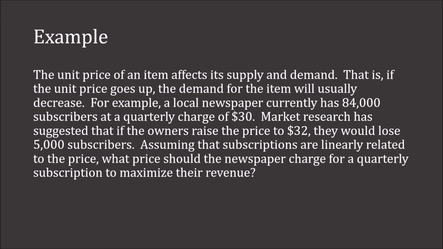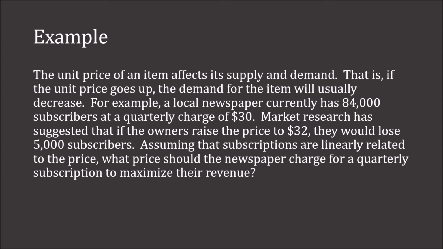So the unit price of an item affects its supply and demand. That is, if the unit price goes up, the demand for the item will usually decrease. As an example, a local newspaper currently has 84,000 subscribers at a quarterly charge of $30. Market research has suggested that if the owners raised the price to $32, they would lose 5,000 subscribers. Assuming that subscriptions are linearly related to the price, what price should the newspaper charge for a quarterly subscription to maximize their revenue?